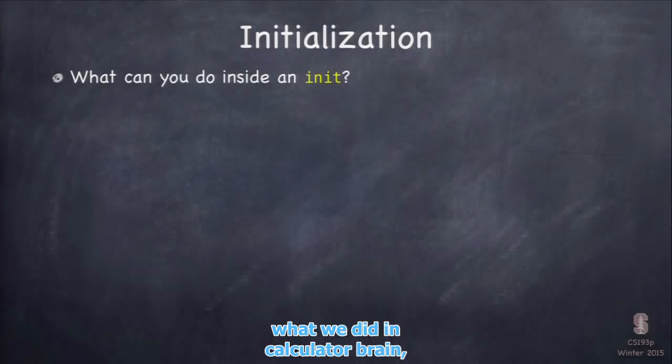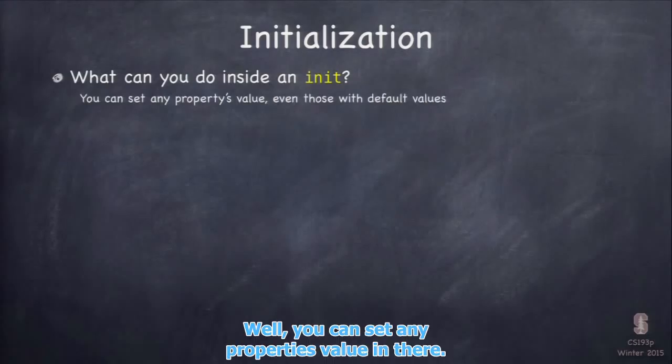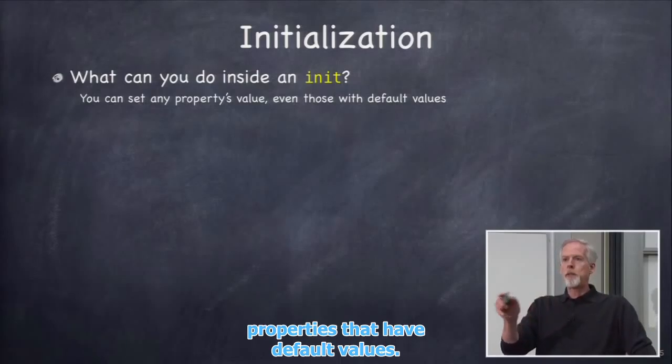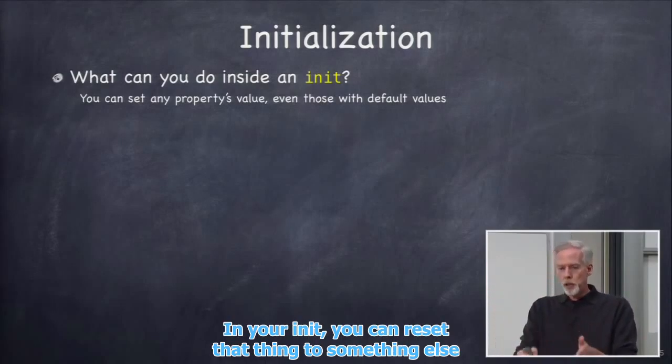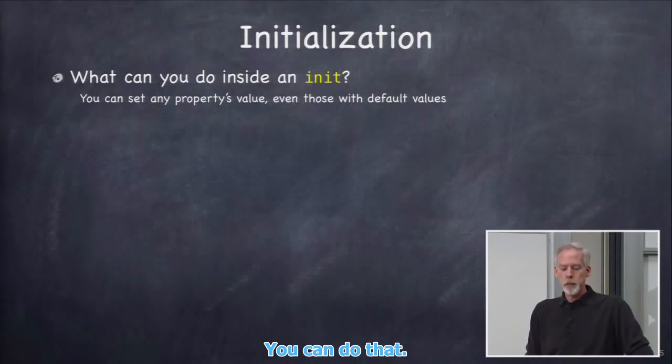So what can you do inside of init? We saw what we did in calculator brain. We initialized some stuff. But what can you do? Well, you can set any property's value in there. You can even set properties that have default values. So even if you have a property and you said equals 12, in your init you could reset that thing to something else if you changed your mind in init.